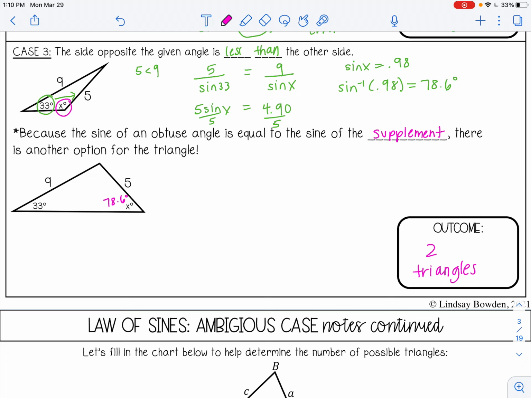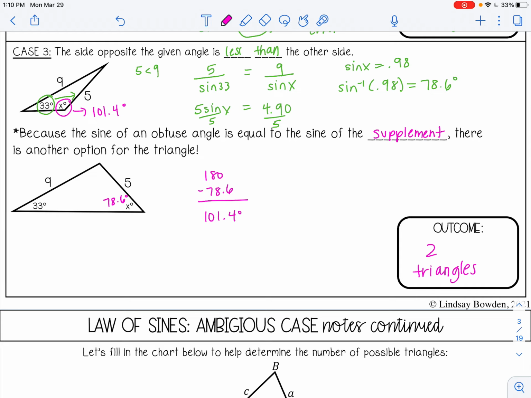And you can even test this out. So I'm going to find the supplement of 78.6. I'm going to subtract from 180, and I get 101.4 degrees. So this angle up here, this obtuse angle, is actually 101.4. So both of those angles work.